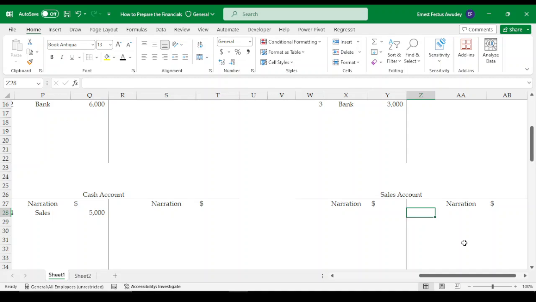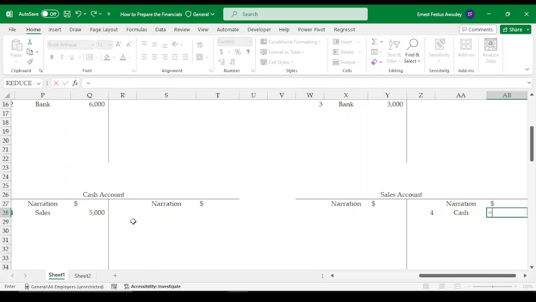Okay, so I'll have my transaction 4, then I'm going to have the narration, which is going to be cash, and then the amount. I can reference it from my cash account here and hit OK.